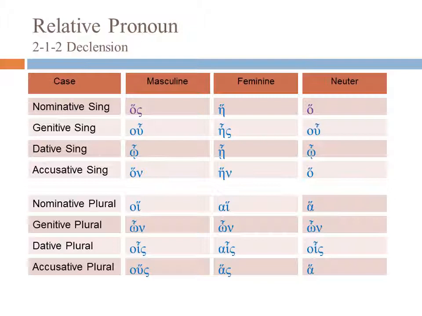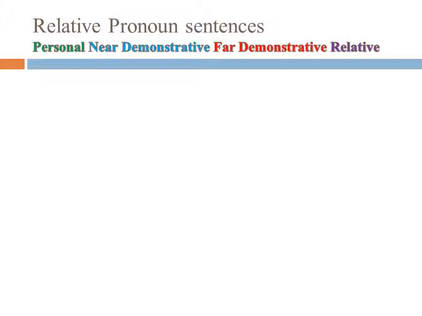The only one that differs is the masculine singular nominative, and you have to remember that the definite article doesn't have a sigma, but the relative pronoun does. Or the other way you can think of it, this is standard endings to the 2-1-2 declension. Relative pronoun sentences. Now what I've done here is I have personal green, blue is near demonstrative, red is far demonstrative, and now purple is relative.